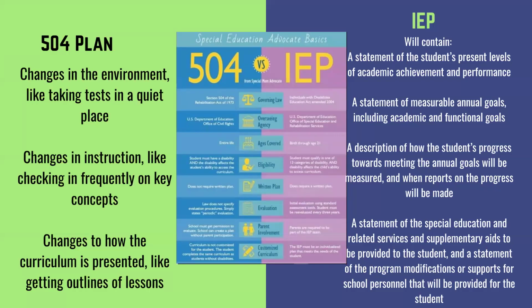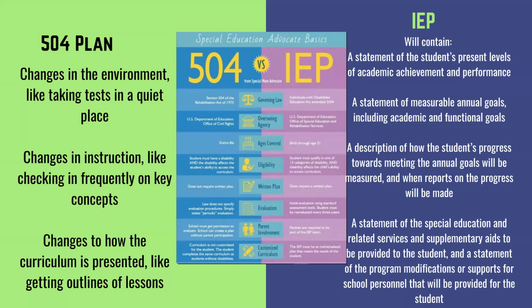It will contain a statement of the student's present levels of academic achievement and performance, a statement of measurable annual goals, including academic and functional goals, a description of how the student's progress towards meeting the annual goals will be measured and when reports on the progress will be made, a statement of the special education and related services and supplementary aids to be provided to the student, and a statement of the program modifications or supports for school personnel that will be provided for the student.